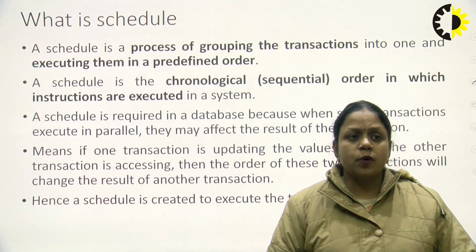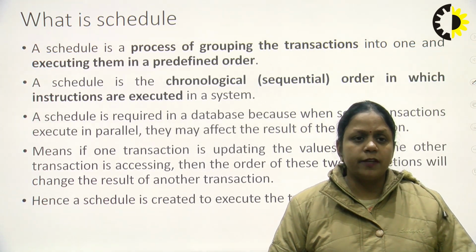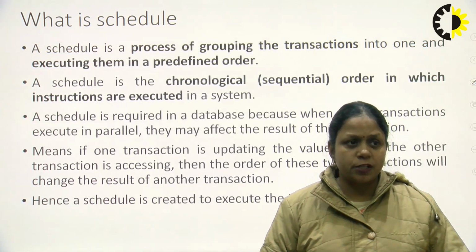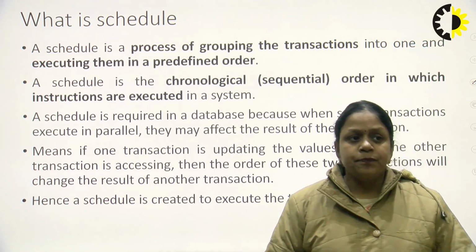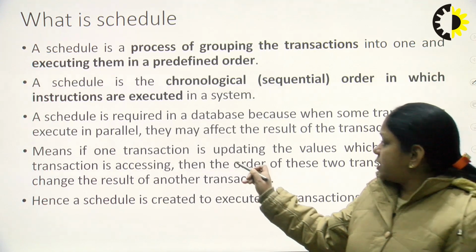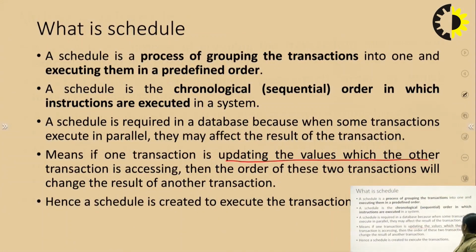A schedule is required in a database because when we have some transactions executing in parallel, they may affect the result of other transactions. Means if one transaction is updating values which another transaction is accessing, then the order in which the two transactions run will change the result of the other transaction. Because now we have concurrency in the system also. Concurrency means we have more than one transaction. If only one transaction is executing in a system, then there is no problem.